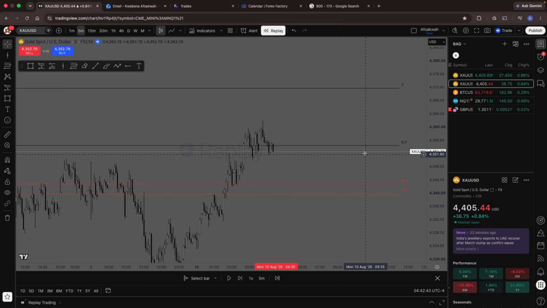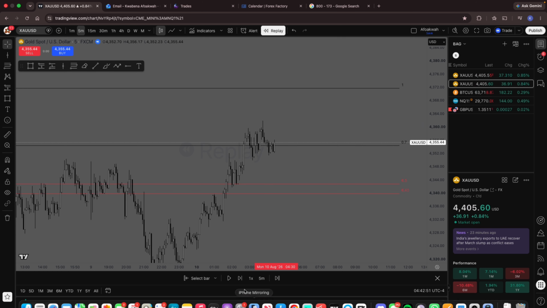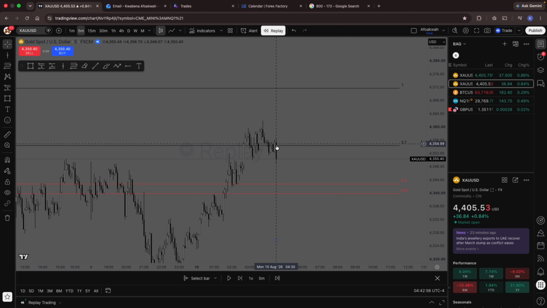Okay, it's setting up. All right. We have a low being placed in. We need a higher low. Boom, higher low, lower low right there. That's a beautiful setup right here. So high, low, lower high, lower low.